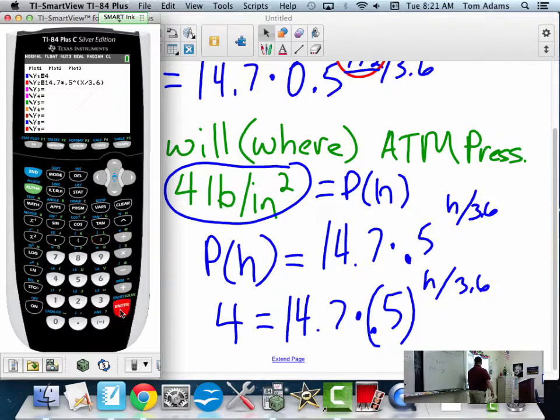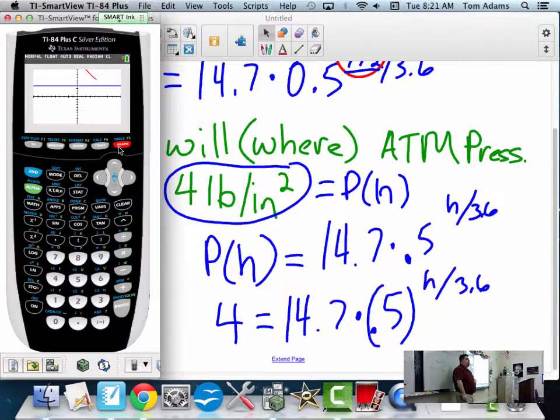Now, when I do that, I may need to adjust my window. What did we say H should be between? 3.6 and 7.2. And so, what do I want to do next? How do I find the answer to this? Yes? Find where they intersect, right?